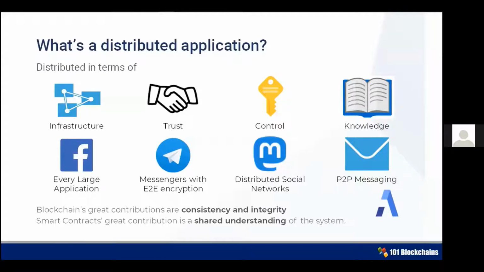And this is where blockchain's great innovation comes in. Blockchain contributed consistency and integrity for such systems, which removes the duplication, removes a lot of the error scenarios, and removes the need for reconciliation. On top of that, smart contracts gave us a nice mechanism to gain shared understanding of the rules of such systems.